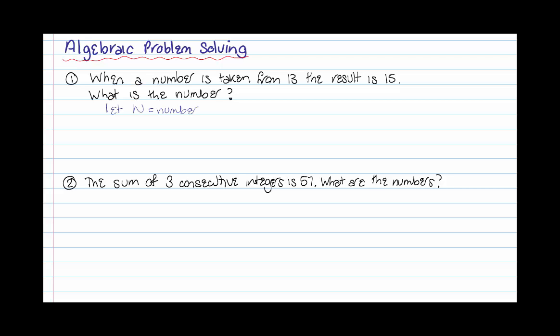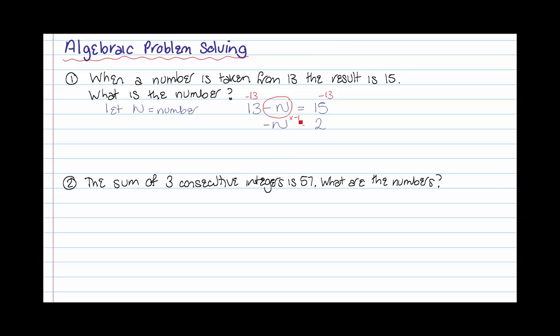When a number, so when n, is taken from 13, so that means 13 take n, the result is 15. Now my goal when solving equations is to get the variable on its own. So this 13 I want to get rid of on this side. It's positive, so I take 13 from both sides. So what I now have is negative n, because 13 take 13 is 0, equals 15 take 13, which is 2.